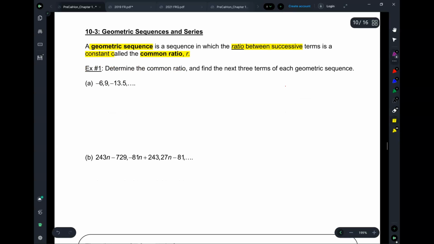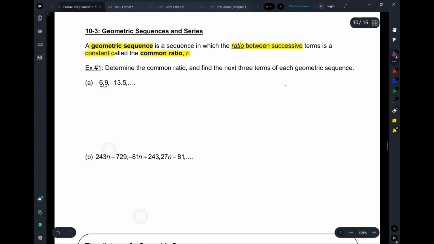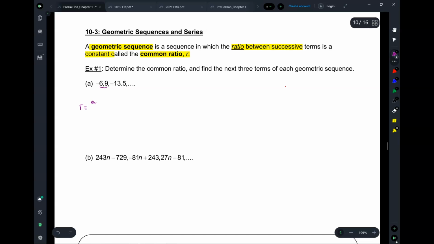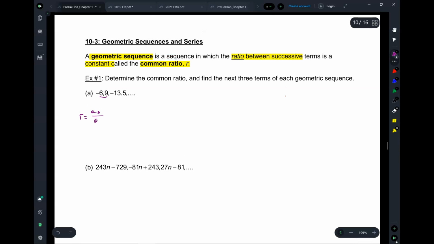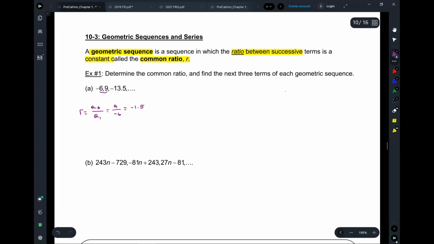So for example, take a look here. Determine the common ratio and find the next three terms. You take these two, and you do R is equal to A2 over A1. So 9 over negative 6, negative 1.5. Depending on how the sequence is given to you, you can put it in terms of decimals or fractions. But it looks like this is going by decimals.